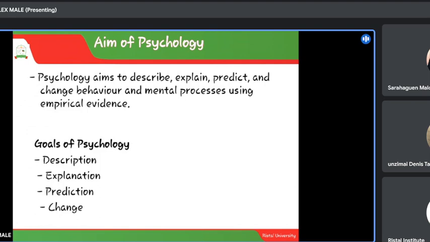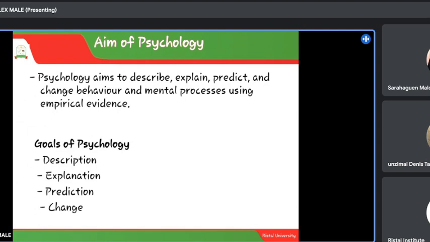Prediction as another goal of psychology. We try to look at them. We look at their hairstyle. You look at their fingernails. You look at the type of clothes they are putting on. And you predict that such a case has lost the ability to take care of themselves. Then perhaps this person has this type of condition. You get it? Change.